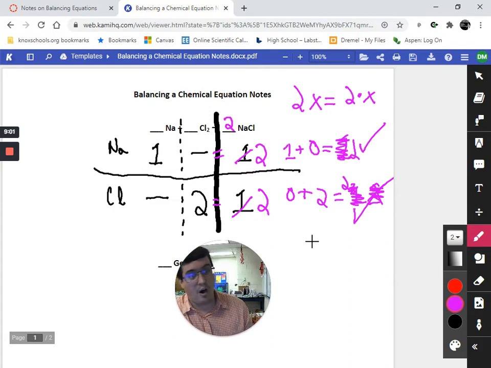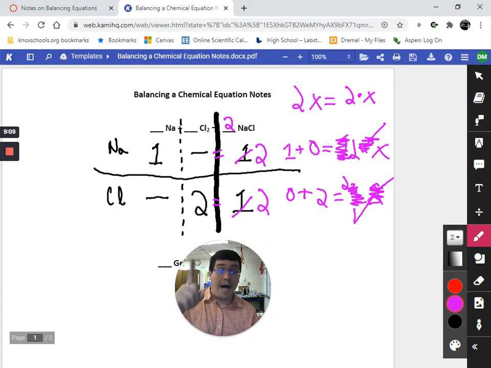But we can go back and fix that by doing the same thing. I've got a 1 on this side. I need to turn it into a 2. All you got to do is multiply it by 2. So if I put a 2 there, that becomes a 2. And now look at it. Check. 2 equals 2. Everything's good and balanced.